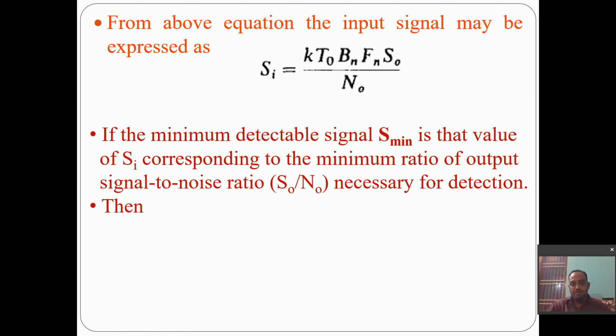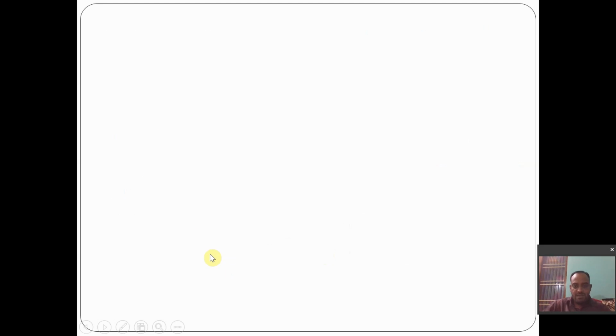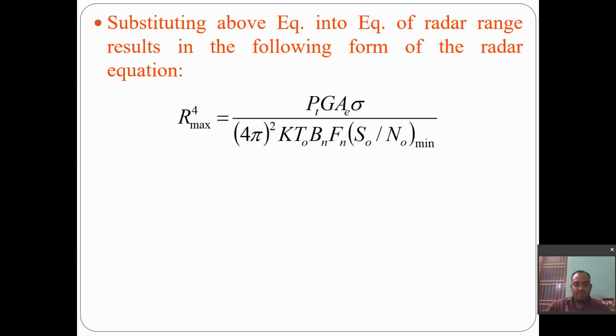If the minimum detectable signal Smin is the value of Si corresponding to the minimum ratio of signal to noise ratio necessary for the detection, then Si will become Smin, and you write this S0/N0 separately at its minimum. Then Smin is equal to kTBn Fn (S0/N0) at its minimum. Now take this equation and substitute it in the radar range equation, which we have already derived.